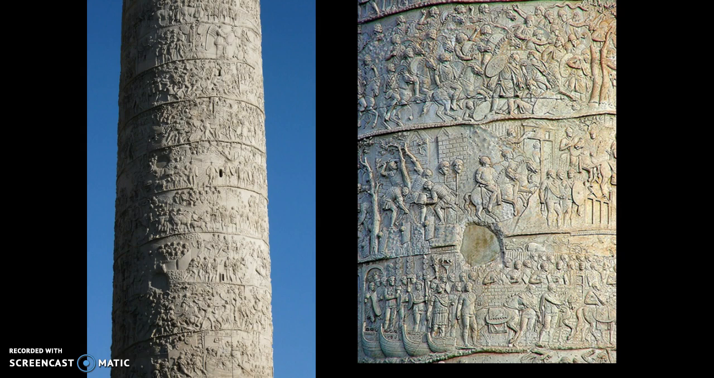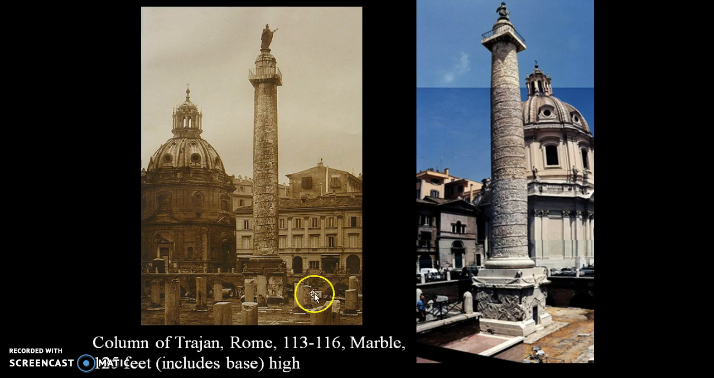The scenes are also repetitive. What that means is, I'm going to go back to this image. If you're standing right here and looking up at this column, or if you're standing over here and looking up at it from this angle, it's going to be the same story. It's going to be the same images, so it repeats itself. No matter what angle you stand at when you're looking at this column, you see the exact same story.